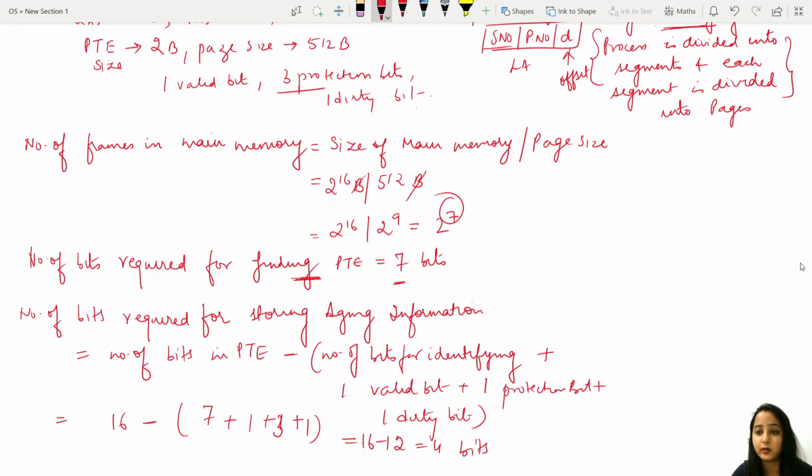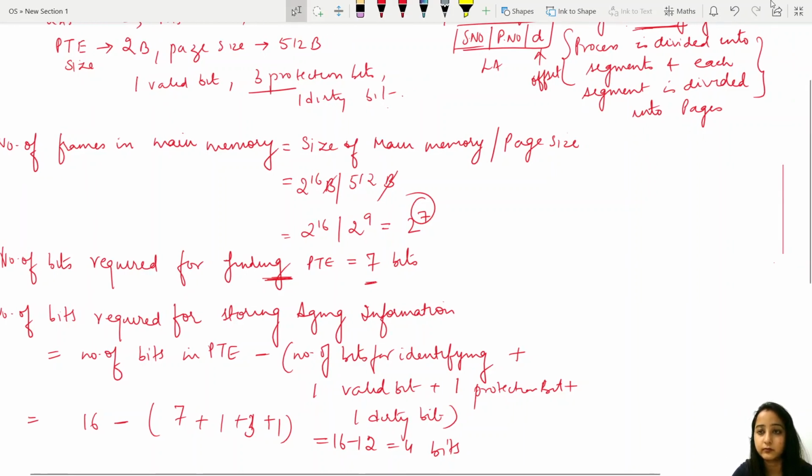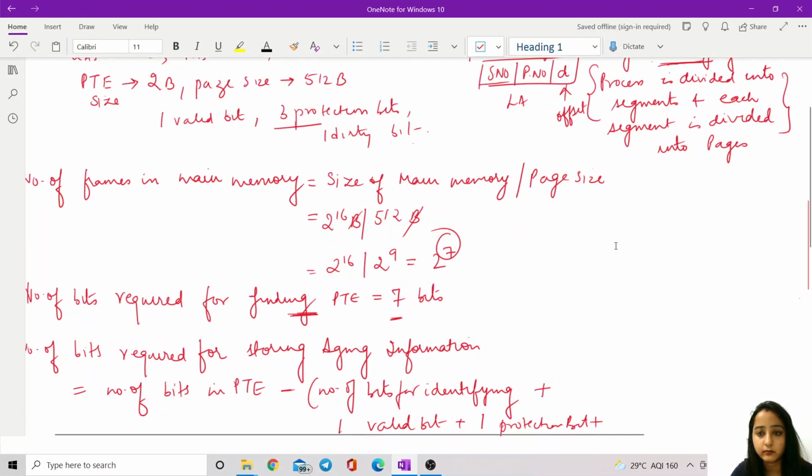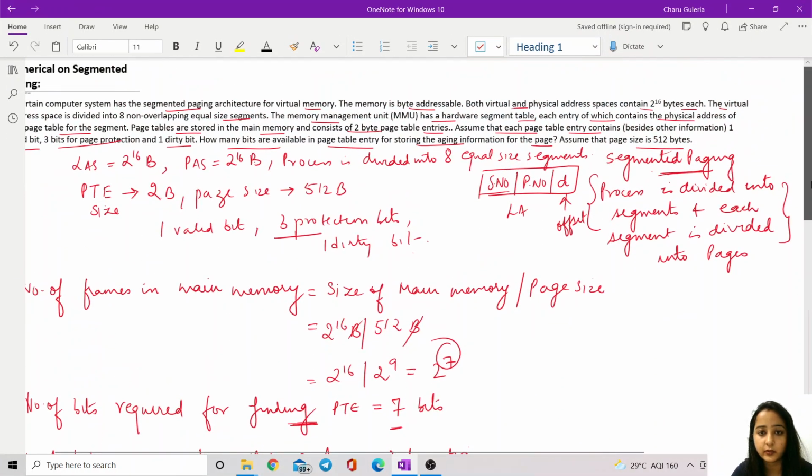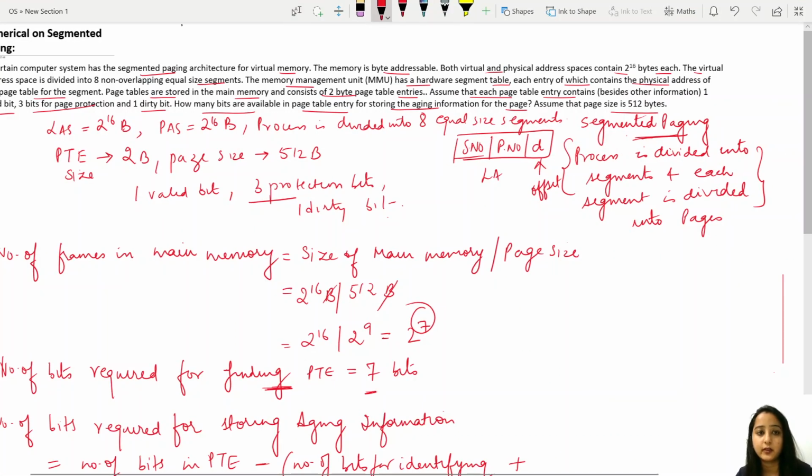So what is the answer here? The answer is 4. So the answer is 4. Hope this is clear to you.